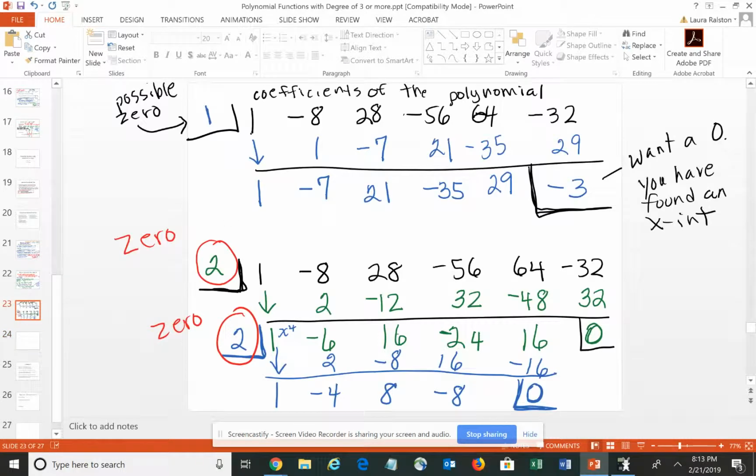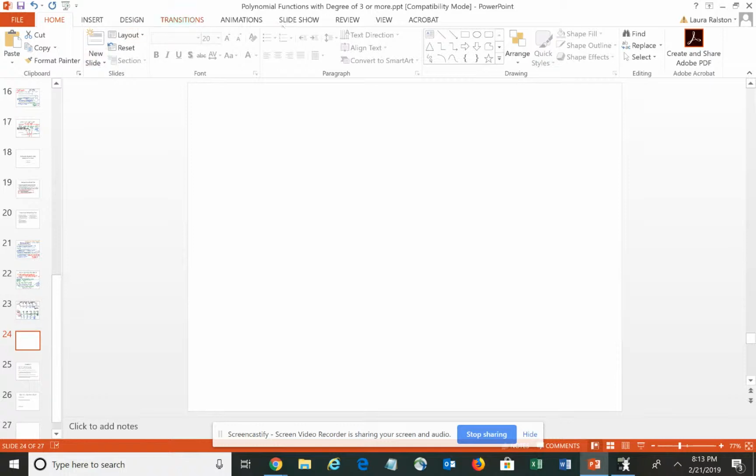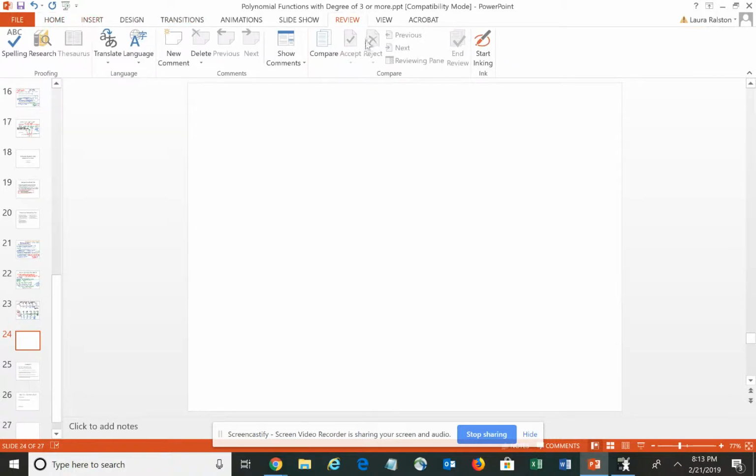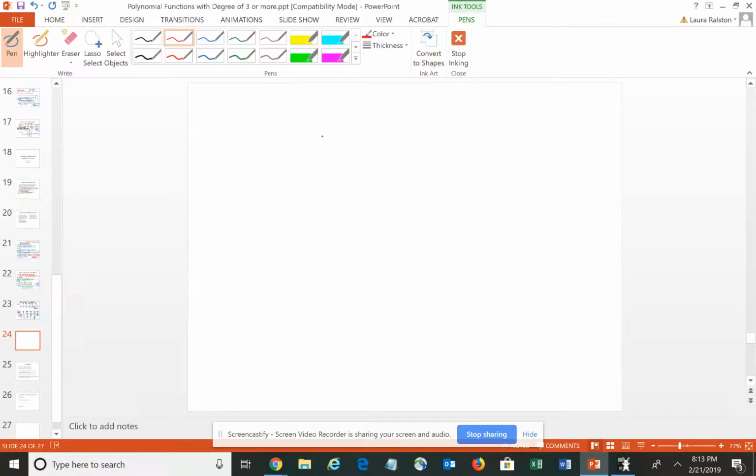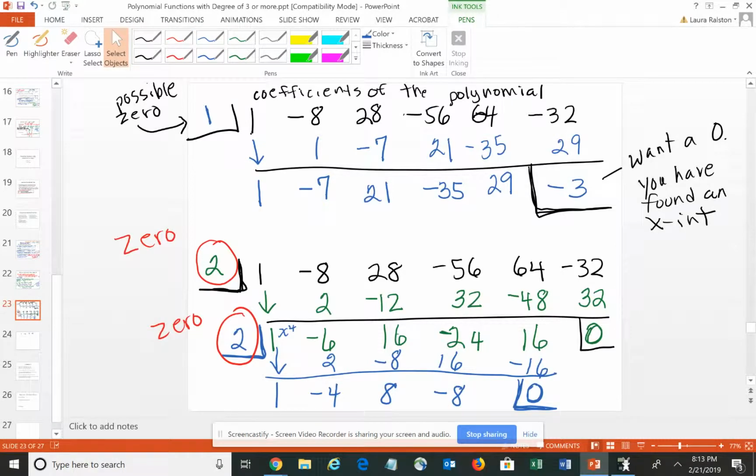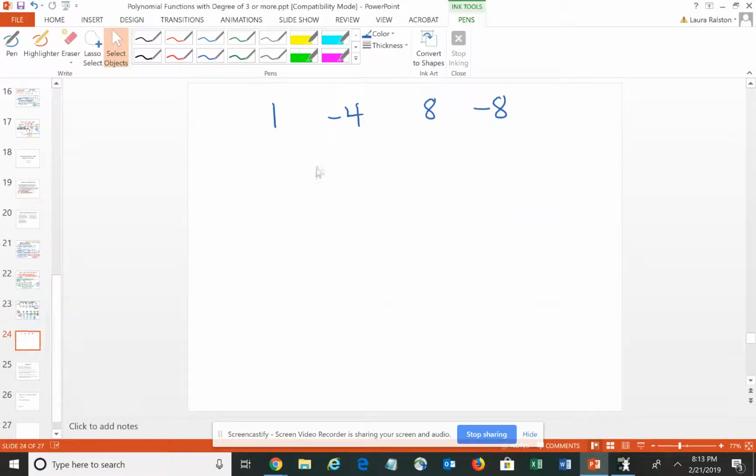And so I've run out of space, so let me copy this. I need this last line here, 1, -4, 8, and -8. Okay, so I'm going to write those down. Go back over here. I need 1, -4, 8, and -8. Let me make sure I wrote those down right. Okay, otherwise I'll mess it up. 1, -4, 8, and -8. Okay, got them right.